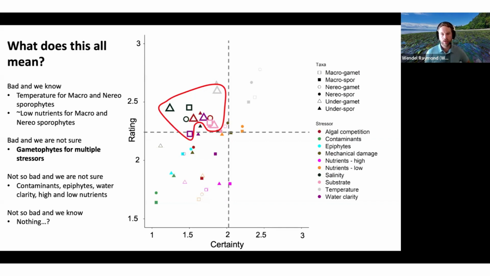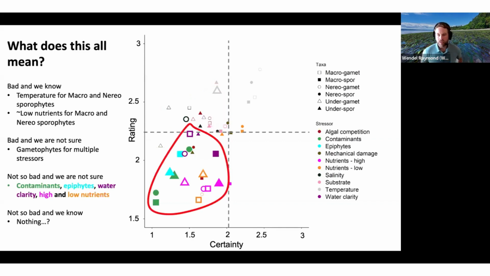And next slide. And then finally, the not so bad, but we're not so sure area of the plot: a lot of different stressors with both the gametophyte and sporophyte life stage. So contaminants, epiphytes, water clarity, and both high and low nutrients. And then finally, that last quadrant, the not so bad and we're pretty sure about it, nothing really falls out in that part of the plot.